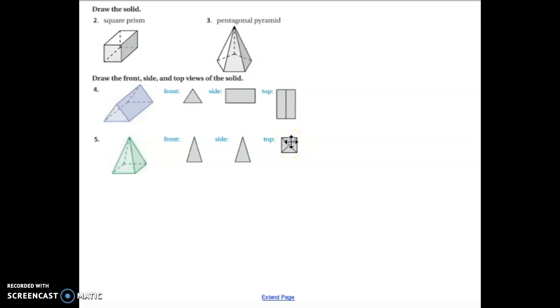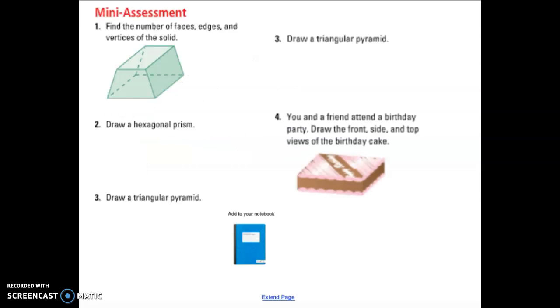Now, on the top view, if we were really just looking down, I don't know if we'd see those lines or not. We might. It might just look like a plain old square. All right, so let's take some time now and do these 4 questions in your notebook. The mini assessment for today. This should not take you long, and I'll show you some answers in just a second.